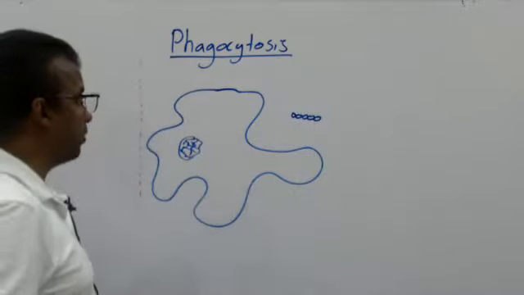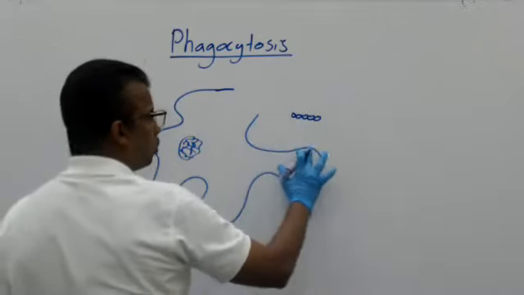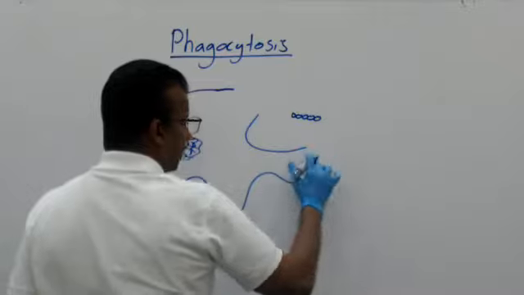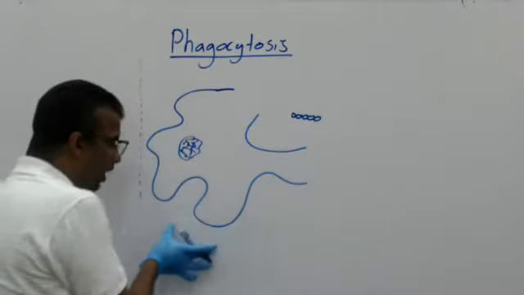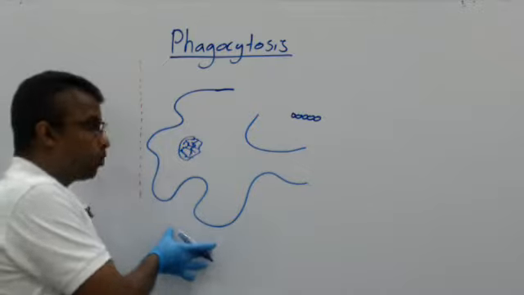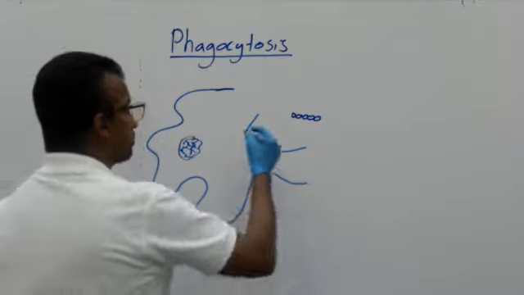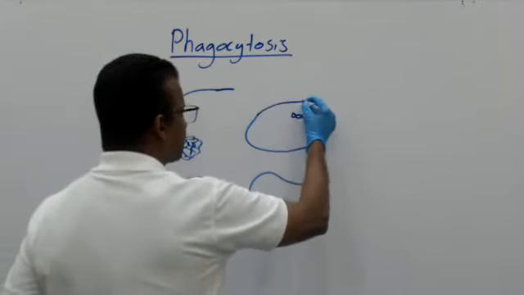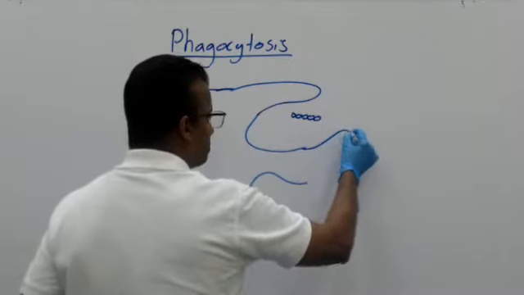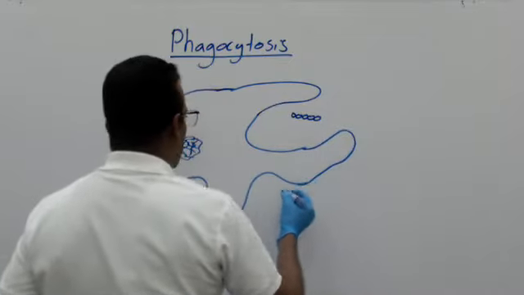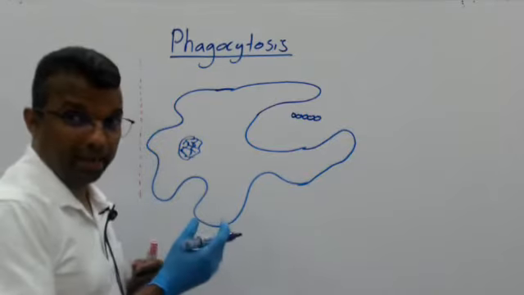So what the amoeba will do now is extend out the pseudopodia. If I say pseudopodium, I'm only referring to one projection. When I say pseudopodia, there are two projections. So the amoeba extends out the pseudopodia. Now, if you observe carefully based on my drawing, it looks as though the amoeba size has become big.